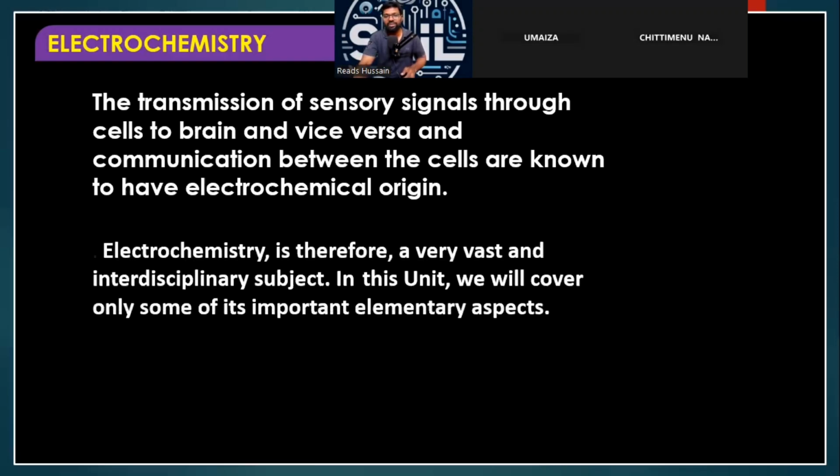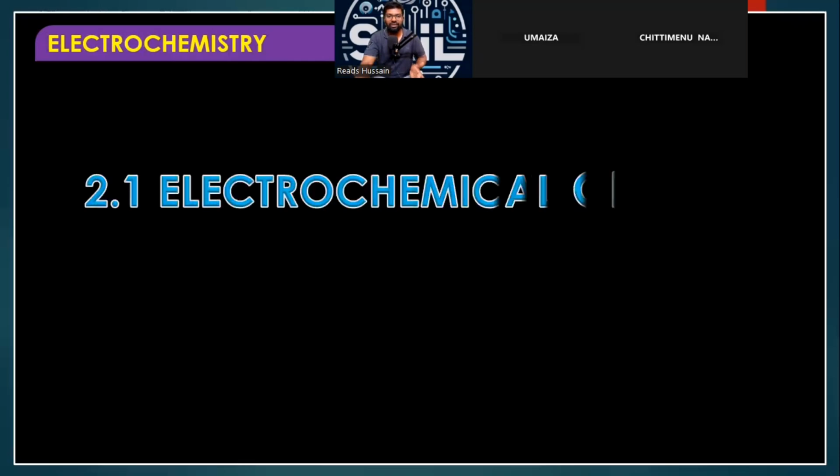That means electrochemistry is a very vast and interdisciplinary subject. It belongs not only to chemistry or physics, it also belongs to biology. In this unit, we will cover only some of the important elementary aspects of electrochemistry. First we'll start with electrochemical cells. This is the first and most important part of electrochemistry, and here we are going to discuss what electrochemical cells are, how they work, and what their applications are, briefly.